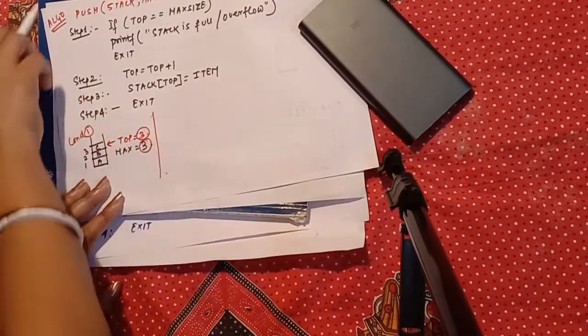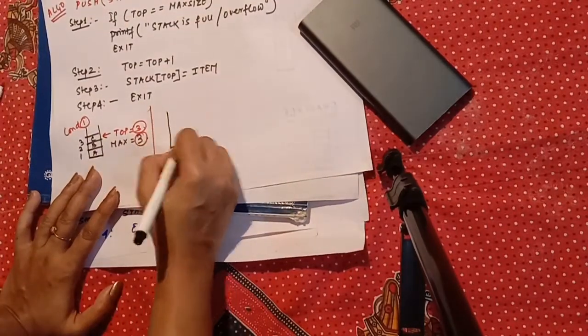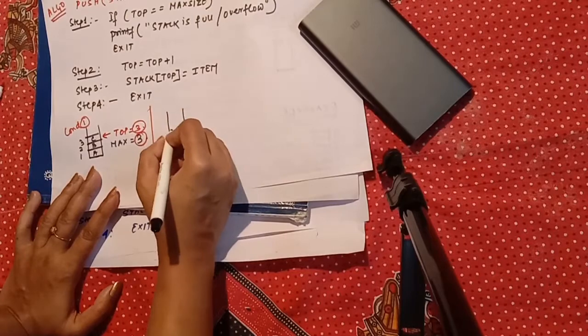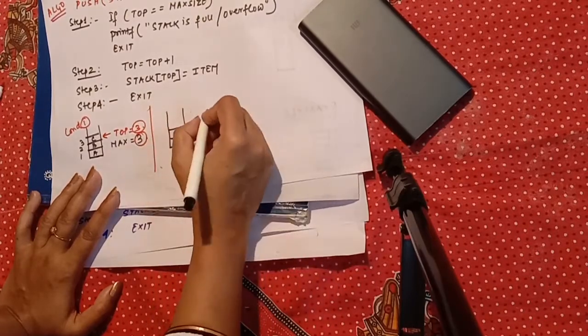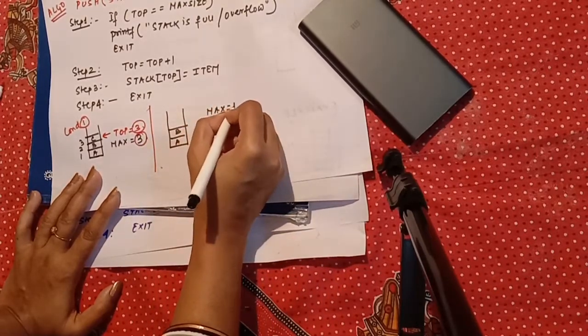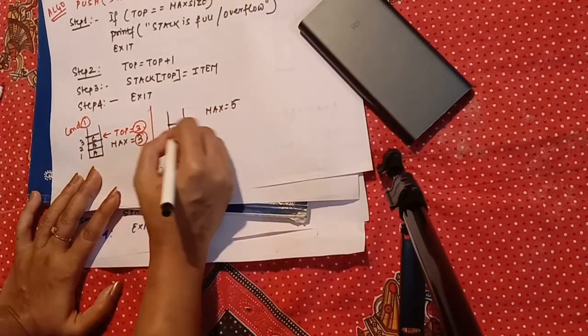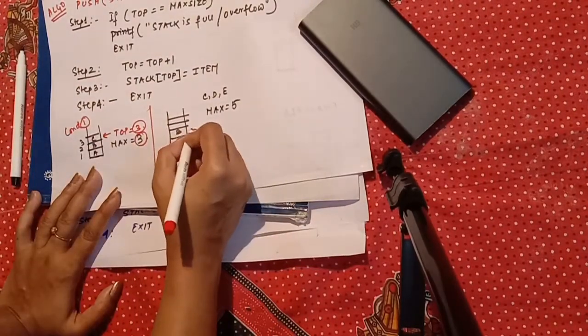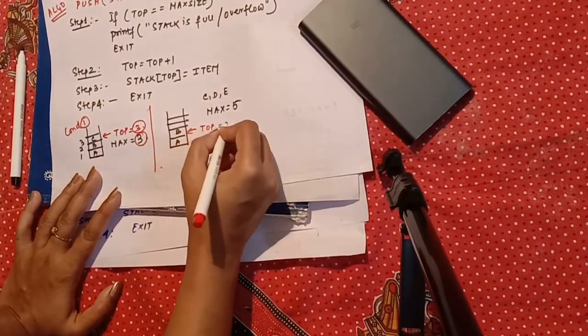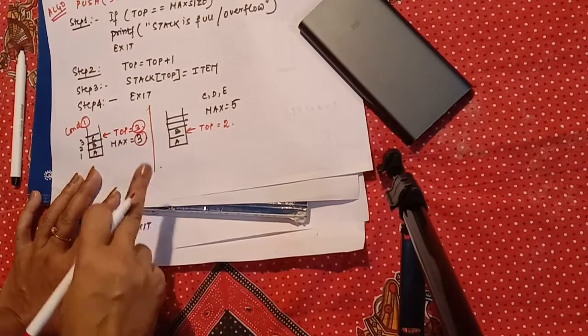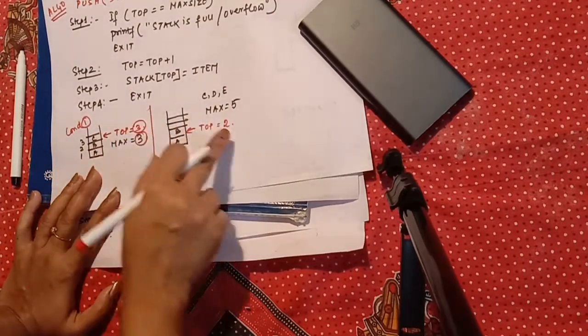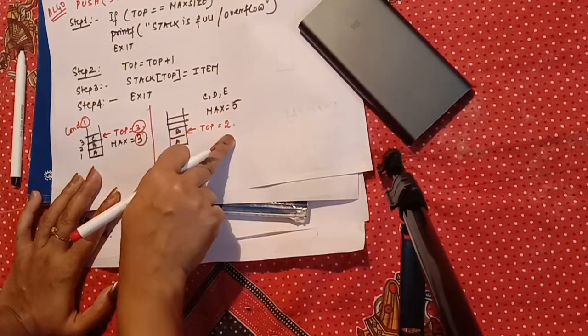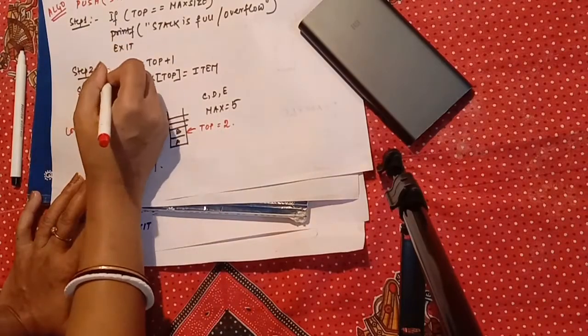Otherwise, in the other scenario, suppose there are some elements present in the stack and the max size equals 5, and we want to insert elements C, D and E. Now the top is pointing at position 2. We first check whether the value of top, which is 2, is equal to max size. It is not, so we will go to the else part.